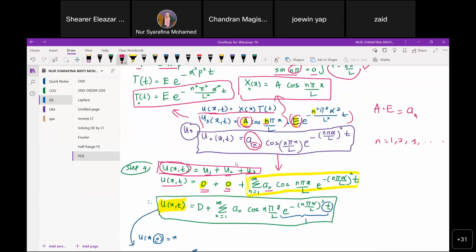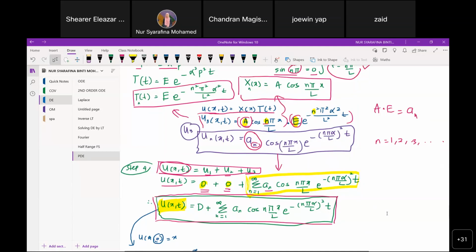So this is a combination of u1, u2, and u3. Adding them together will give you this u(x,t). So this is the general solution of u(x,t). Is that clear or not? Just adding all solutions for each case of lambda equals to 0, lambda greater than 0, and lambda less than 0. Is that clear, everyone? Up to this point?